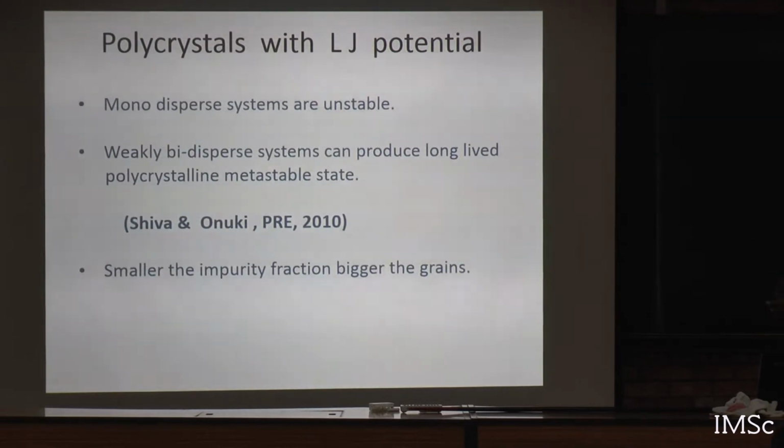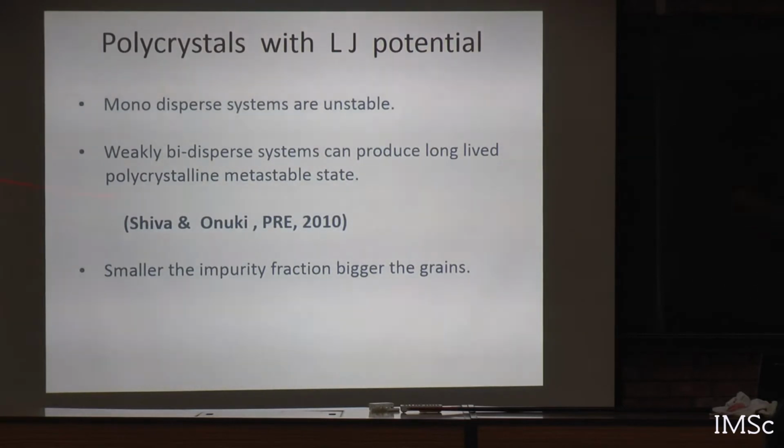Okay, so this is the Lennard-Jones system. Onuki, in a series of papers, showed that you cannot get stable polycrystals with a monodispersed system, but if you put in a very small amount of impurity particles of different size, then you can. If you mix in too much, the polycrystalline nature is gone, and you get a disordered system.